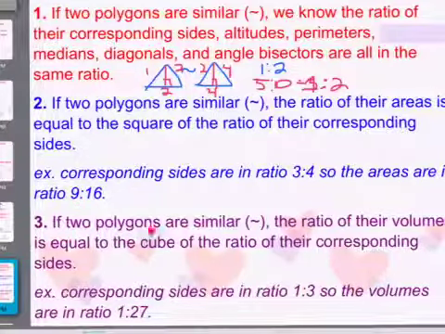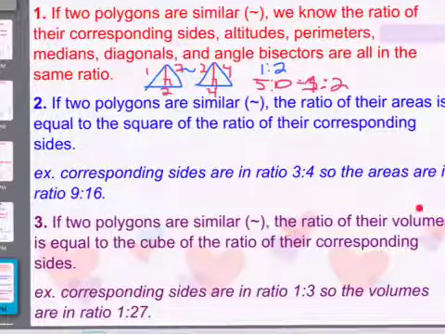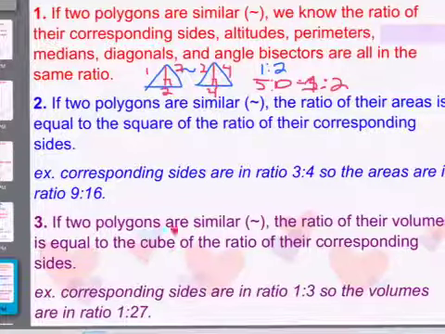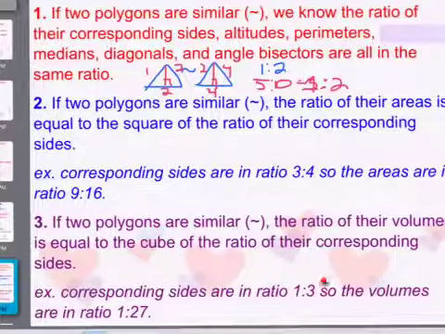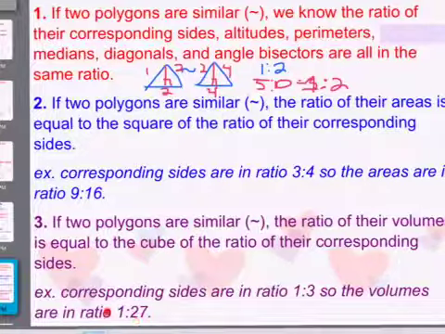And finally, if two polygons are similar, the ratio of their volume is equal to the cube of the ratio of their corresponding sides. So if the corresponding sides are in the ratio of 1 to 3, you cube each of those numbers, so the volumes are in the ratio of 1 to 27, which makes sense because areas are square units, volume is cubed units. So you do the same thing to the ratios.